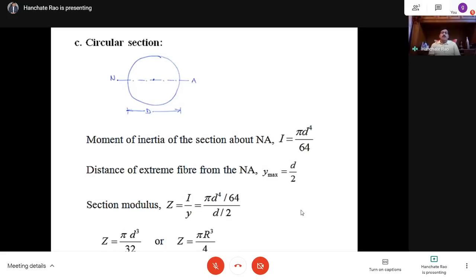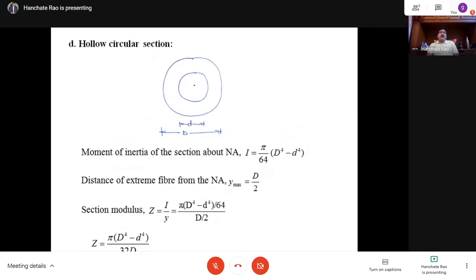So if you substitute D is equal to 2R, we get Z is equal to pi R cubed by 4. So in terms of the diameter, Z is equal to pi D cubed by 32. And in terms of the radius, Z is equal to pi R cubed by 4. So this is for a solid circular section.